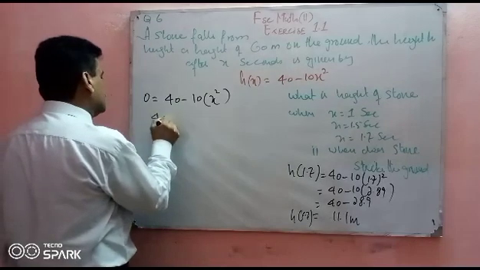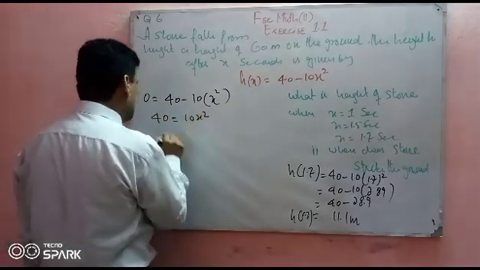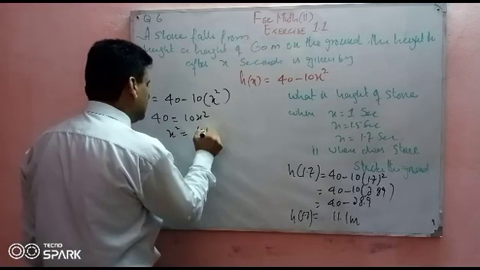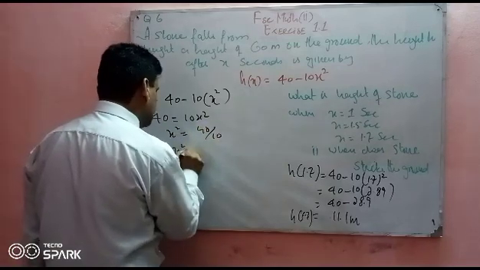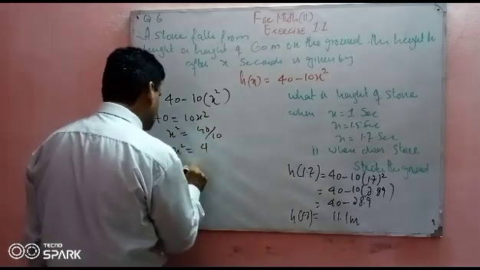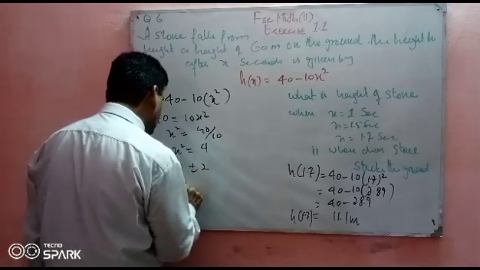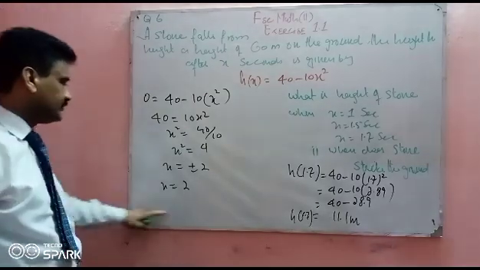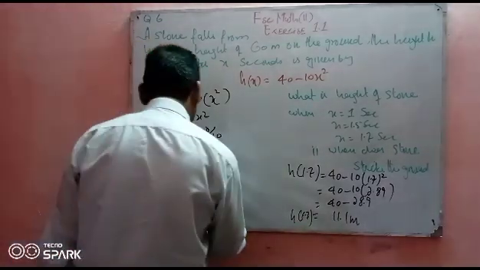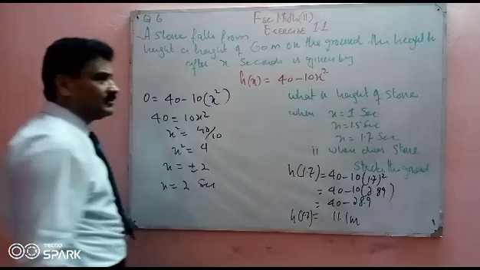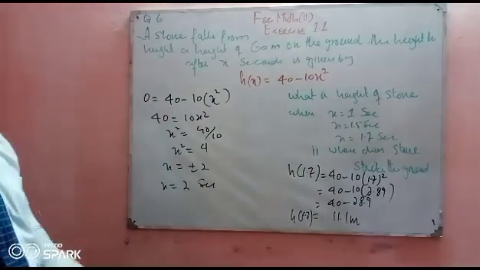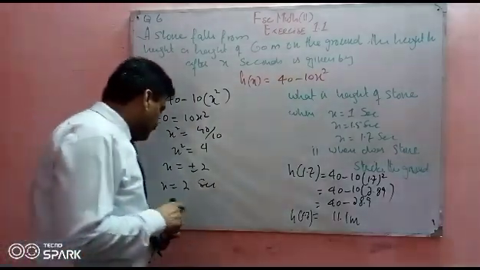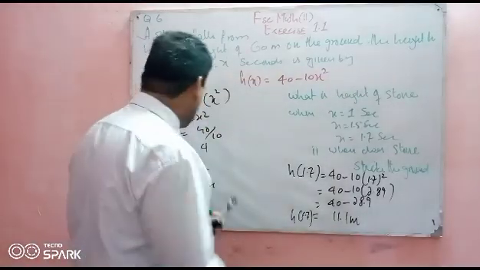We get 40 = 10x², so x² = 40/10, which means x² = 4, and x = ±2. Because time cannot be negative, we take x equal to positive 2, which is 2 seconds. So we can say that after 2 seconds, the stone will strike the ground.